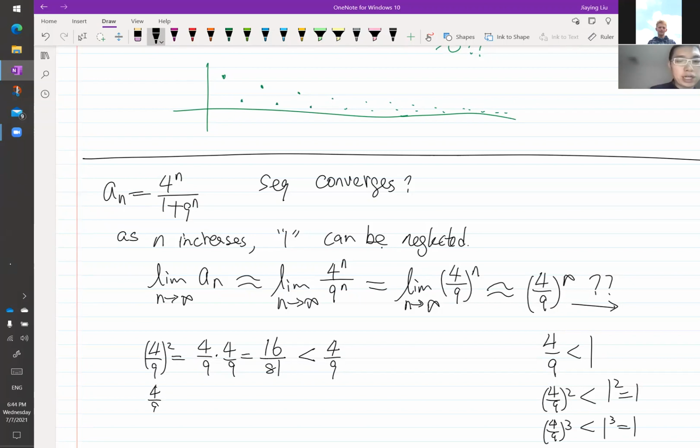And then 4 over 9 cubed, I don't know what that is, but if you calculate it, that's going to be a lot less than 4 over 9 squared, a lot less than 4 over 9. So as the exponent increases, the value is getting smaller and smaller each time. So 4 over 9 to the infinity as an exponent is going to approach 0. So that's the limit of that sequence. So yes, it does converge in this case.